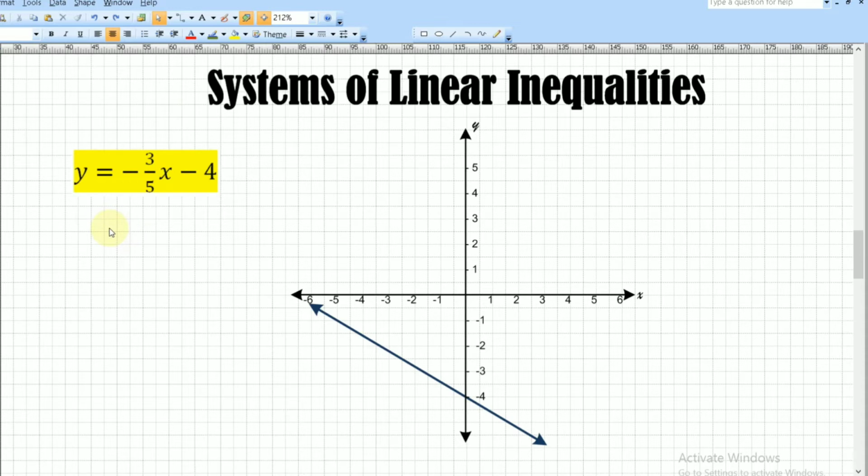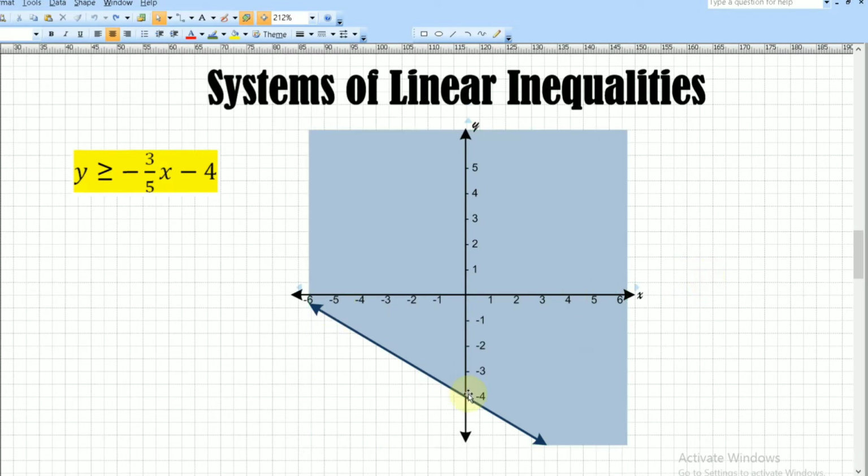But let's convert this into an inequality. For example, y greater than or equal to -3/5x minus 4. Since it is greater than or equal to, the solution will be the ordered pairs shown on the line, but not just this, also all the area above the line. So all ordered pairs inside of this blue area.